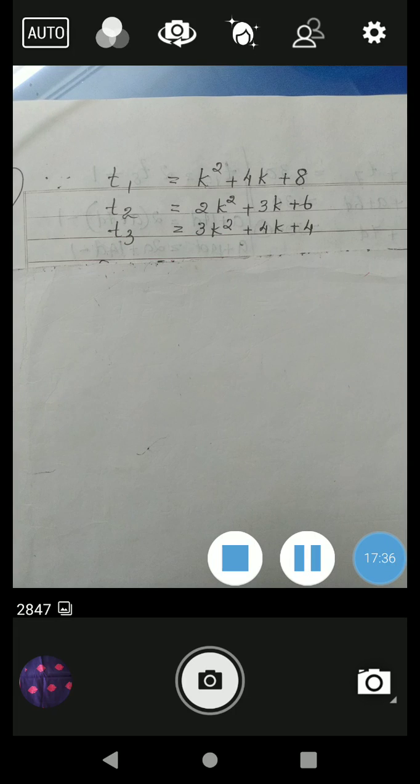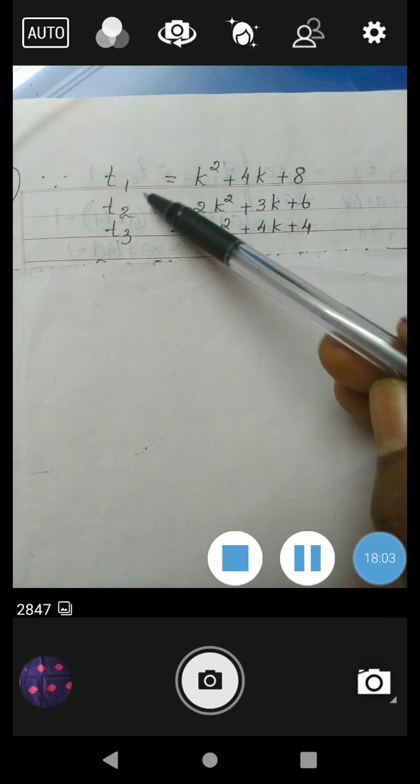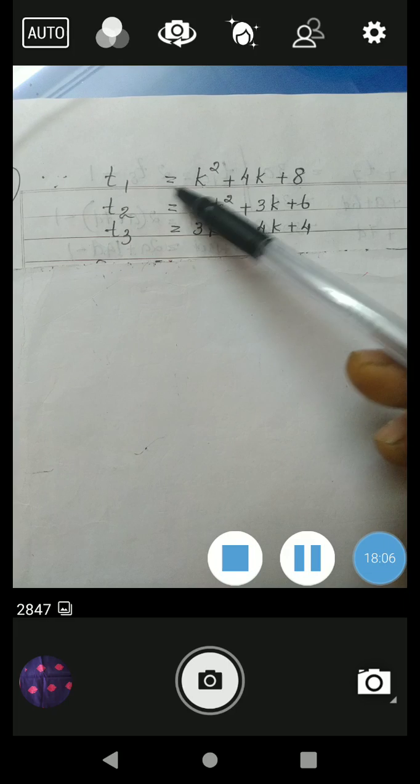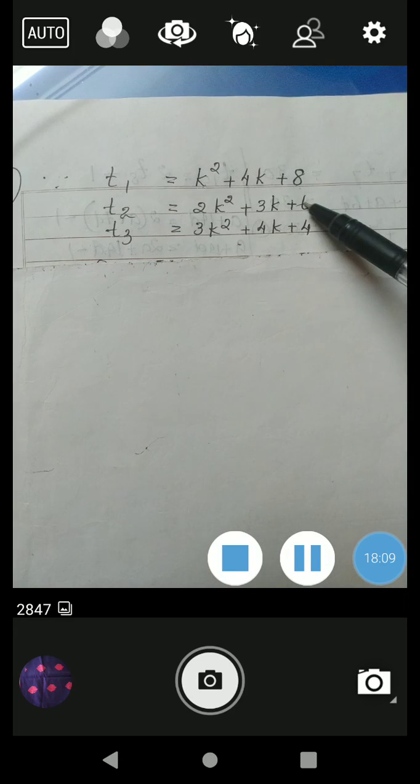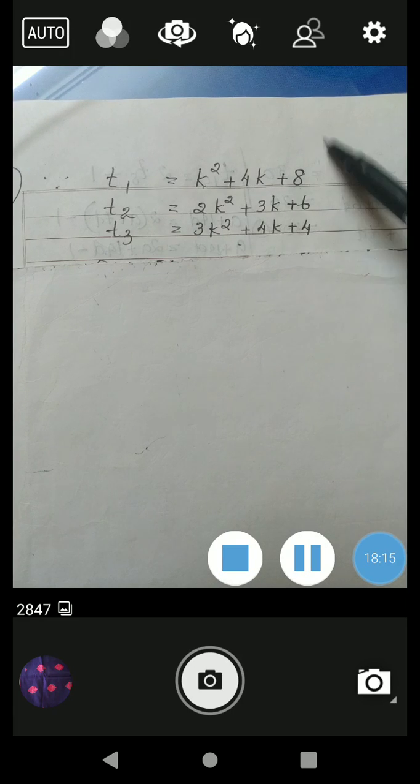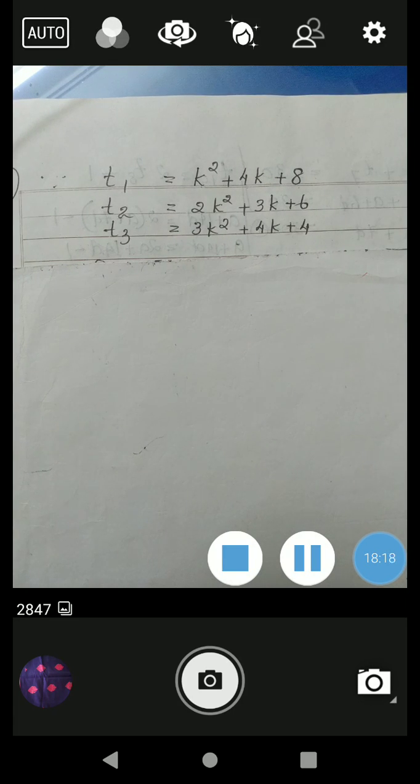Now we can do one more question. Some questions are there in between, you can do them as homework. Question number 10. It's a board question. Determine the value of k for which k square plus 4k plus 8, 2k square plus 3k plus 6, 3k square plus 4k plus 4 are in AP. So it is given these three terms are in AP. We can write T1, T2 and T3, first term, second term and third term. And determine the value of k. How can we find k?